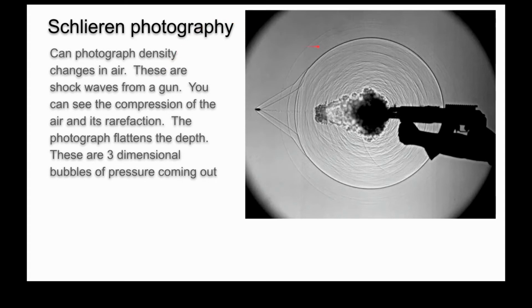You can see the compression wave right here. It looks like it's a ripple, but it isn't. It's just an area of higher density, and it's triggered as the shock wave goes through the air. Now it's three-dimensional. You're looking at the edge of a sphere. It's spreading out in all directions, but the Schlieren photography kind of compacts it flat. So you can see these shock waves traveling.